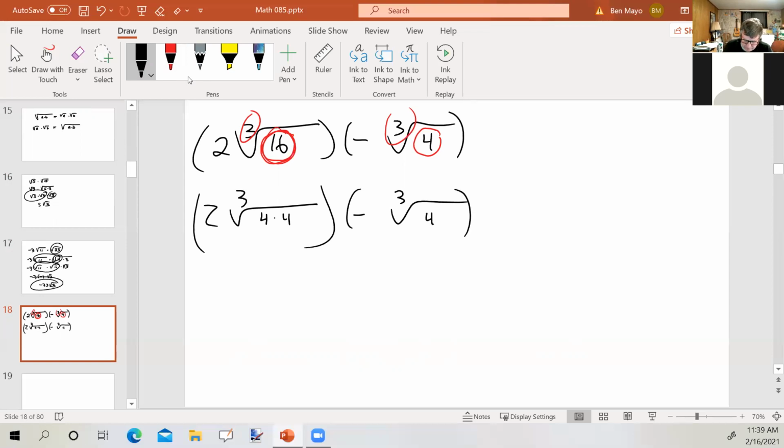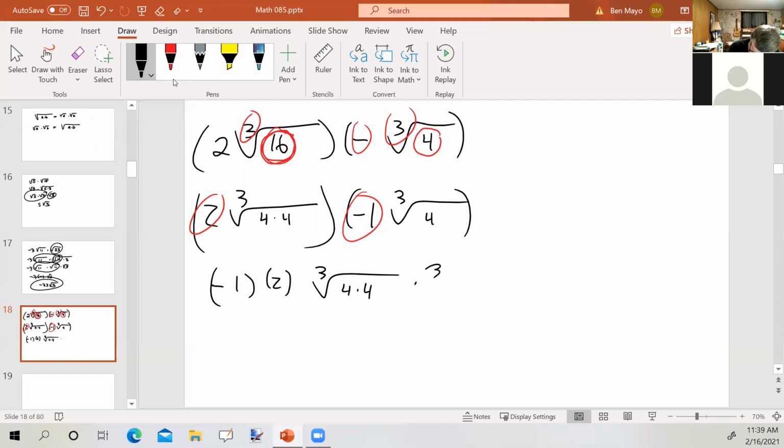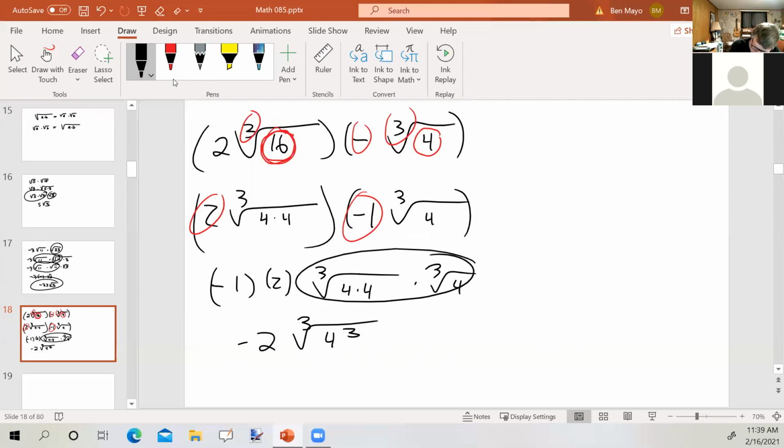Okay. This minus is like a negative 1 cube roots of 4. So now I've got negative 1 times 2, putting those two together. Cube root of 4 times 4 times cube root of 4, which would be negative 2 cube roots of 4 cubed, which is negative 2 times 4, which is negative 8. Now, if I lost you there, let me know. I'll be happy to go back and go through it again or slower or whatever.